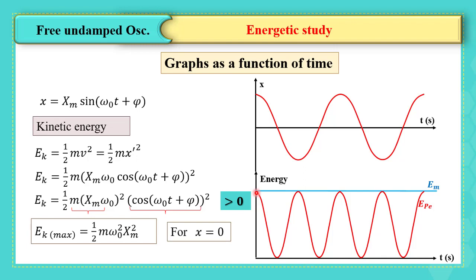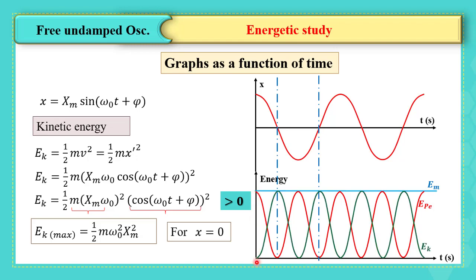And for x equals 0, we can find that the potential energy is 0, thus the kinetic energy should be maximum. While it starts from maximum x, it means that v is 0 and the kinetic energy starts from 0. Whenever one of these two energies, elastic or kinetic, is 0, the other is maximum, and their sum all the time is equal to the mechanical energy.